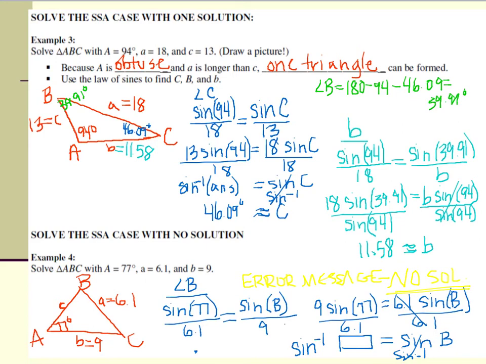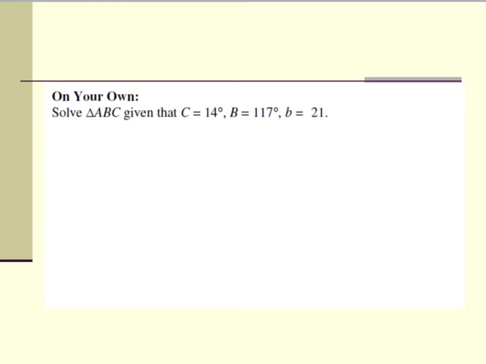Let's look at your next problem. Try this one on your own. What I want you to notice before you do this problem is to look at angle B. It's 117 degrees, so that's going to be your obtuse angle. I'll help you start out by drawing it, and then I want you to do the work on your own. So I'm going to draw a picture here. Angle B is going to be obtuse, so I'll make sure it's obtuse.